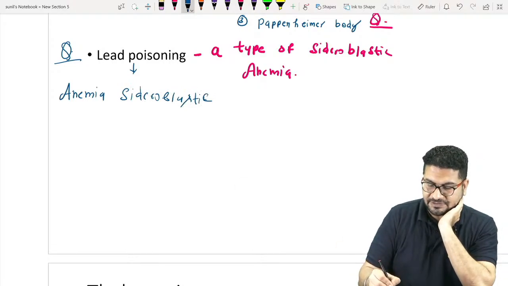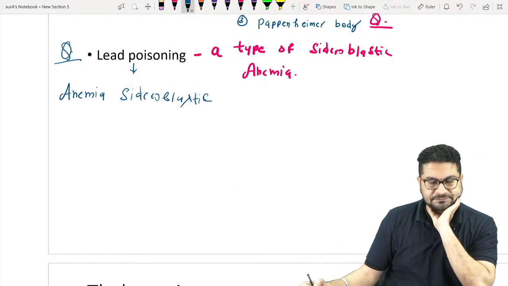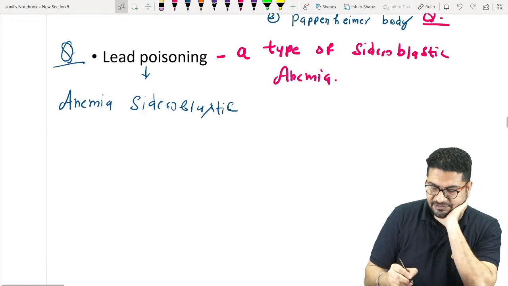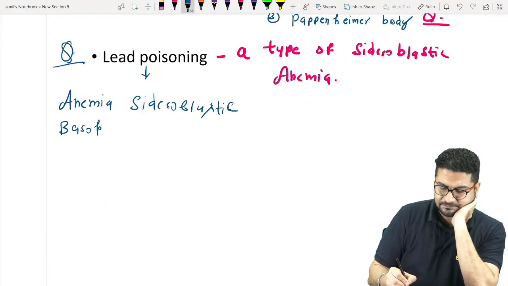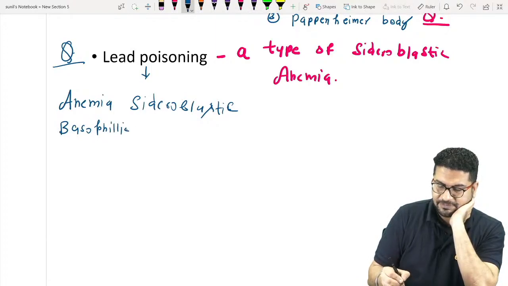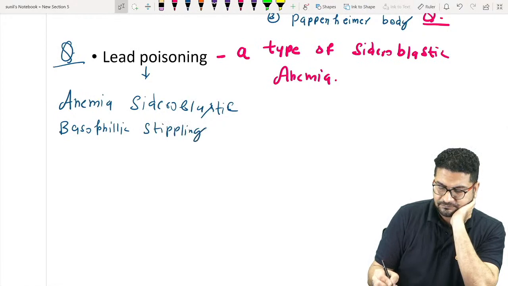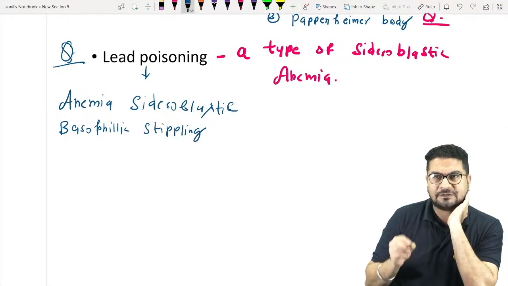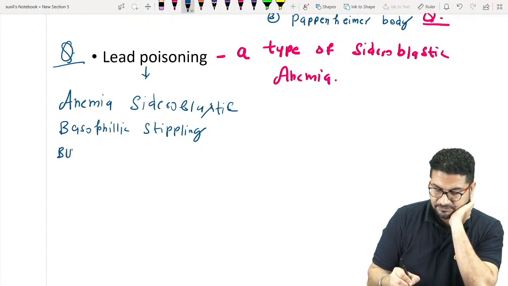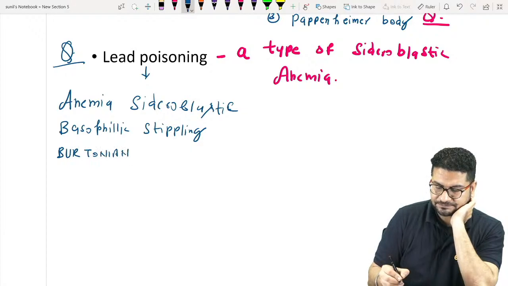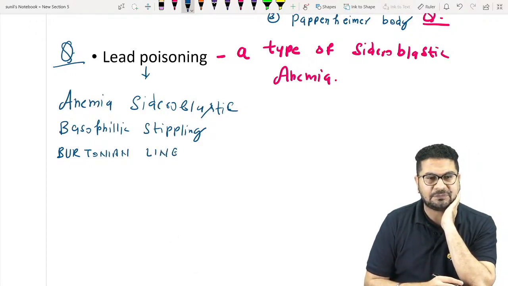In lead poisoning, the patient will develop sideroblastic anemia. In the peripheral smear, as I told you, there will be basophilic stippling, meaning RBCs will be loaded with basophils. There will be a blue line in the gum. This blue line is called Burtonian line. This is your forensic medicine question. You can notice the patient can develop blue lines in the gum. We call this Burtonian line.